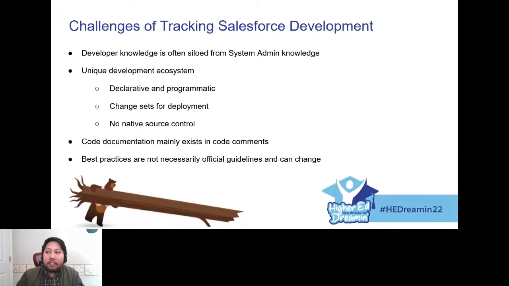So when we're discussing the Salesforce development ecosystem, it's both declarative and programmatic. So you have both point and click tools, and then you can also create Visualforce, Apex code, and programmatic solutions as well. And then next, since we use change sets for deployment, that also ties into the next point about there being no native source control, where it makes keeping track of code changes more difficult because change sets aren't the most descriptive, and it takes time to implement a source control system.